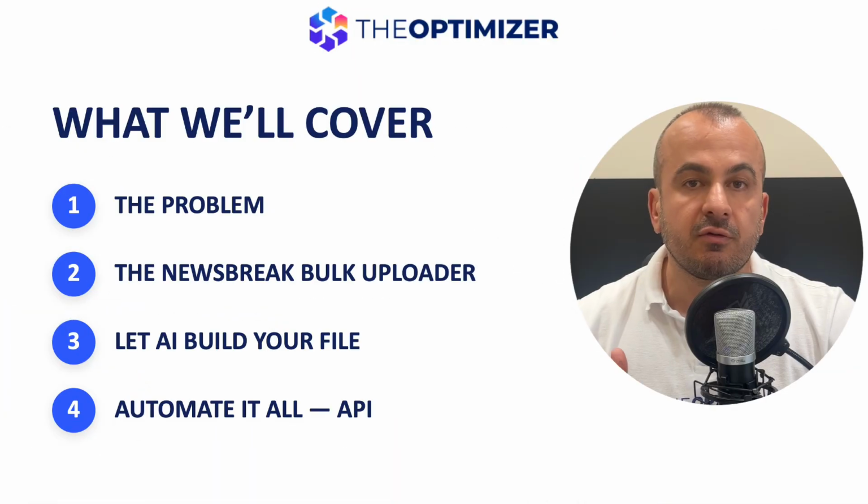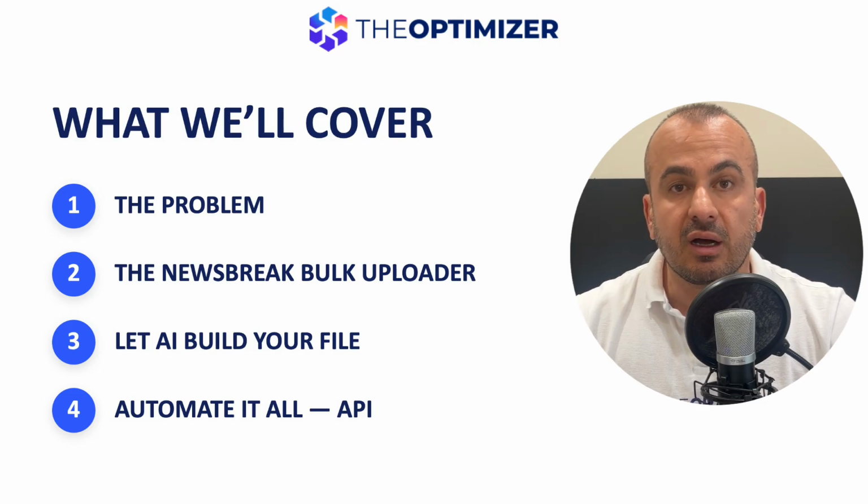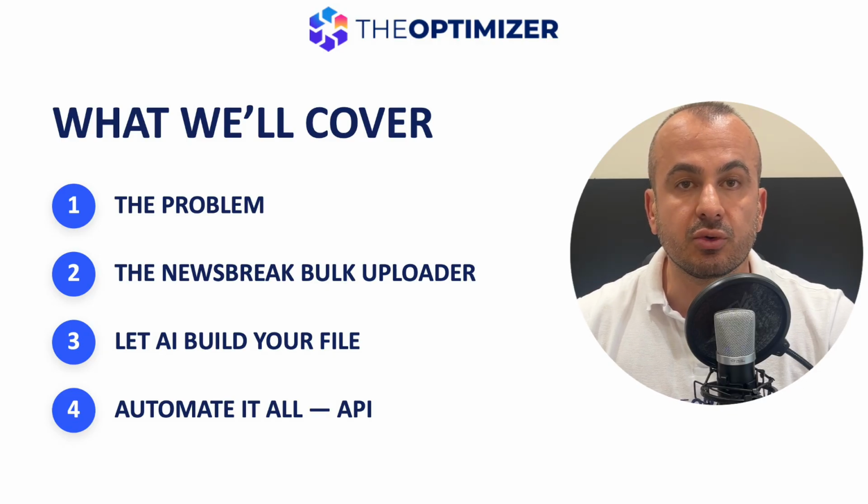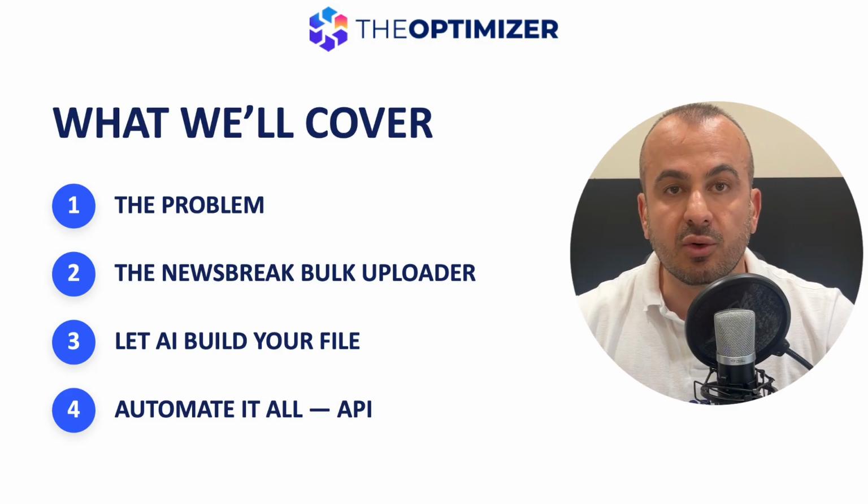Here's what we'll cover so you can follow along. First, the problem. Why launching campaigns at volume on NewsBreak eats up so much of your time. Then, how the bulk uploader works. After that, how to use any AI tool to fill in the template for you so you're not building it by hand. And finally, how to automate the whole thing end to end, from creating the template to uploading it using the Optimizer's API. Now let's start with the problem.